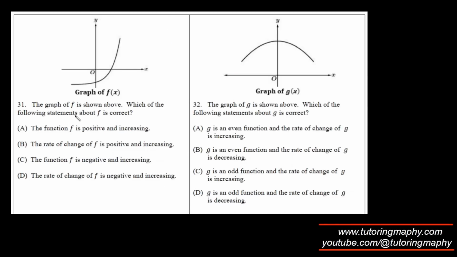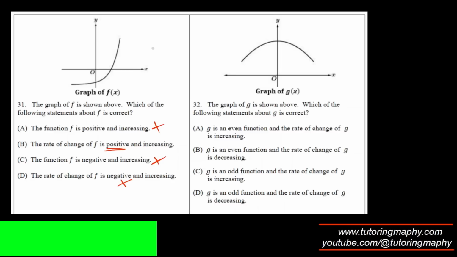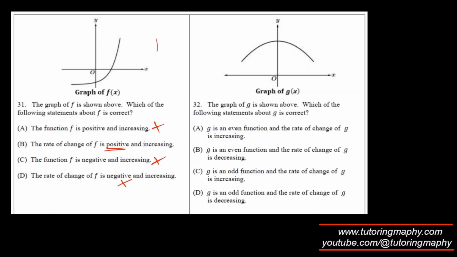Working on the attributes here, function is positive. No, clearly the function is not positive. It has a negative aspect as well. The function is negative. No, the function has a positive aspect as well. So A and C are just gone. The rate of change is positive. Yes, absolutely. And here the rate of change is negative. No, because rate of change is positive means the function is increasing in nature. Absolutely correct. And rate of change is increasing is also correct because it means it is concave up in this case, which is also correct, right? So B is the best choice.